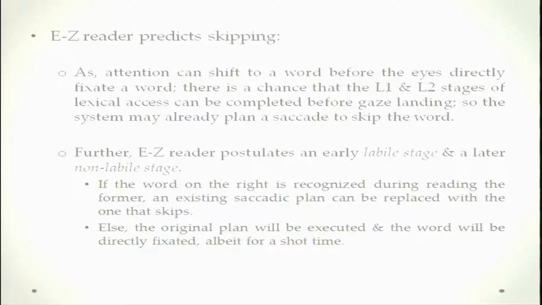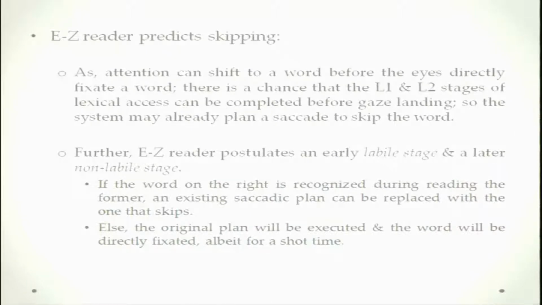So Easy Reader also predicts skipping. As attention can shift to a word before the eyes directly fixate it, there is a chance that the L1 and L2 stages of lexical access can be completed even before gaze landing happens. That's just what I was explaining. So the system may have already planned a saccade to skip this word because you've already read it. Visited is a highly frequent word, you've already read it and you move to the next word. Further, Easy Reader postulates a labile stage and a later non-labile stage.